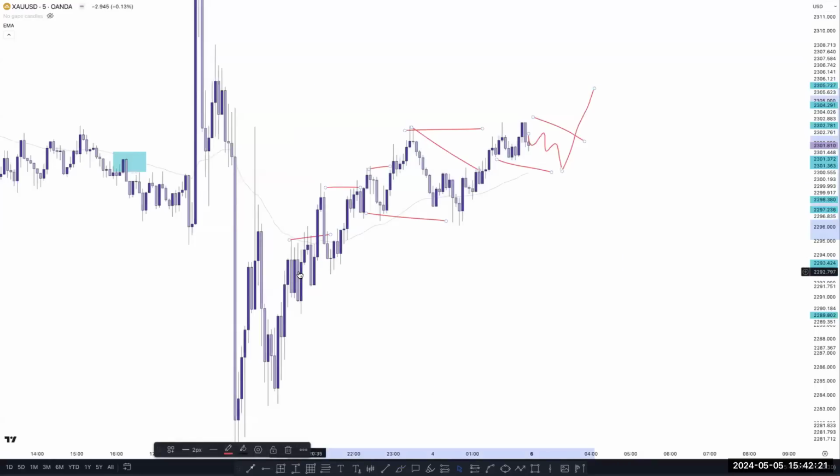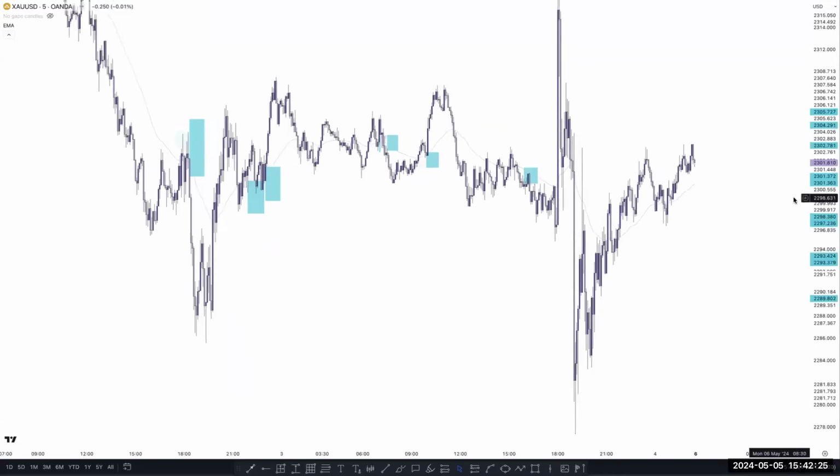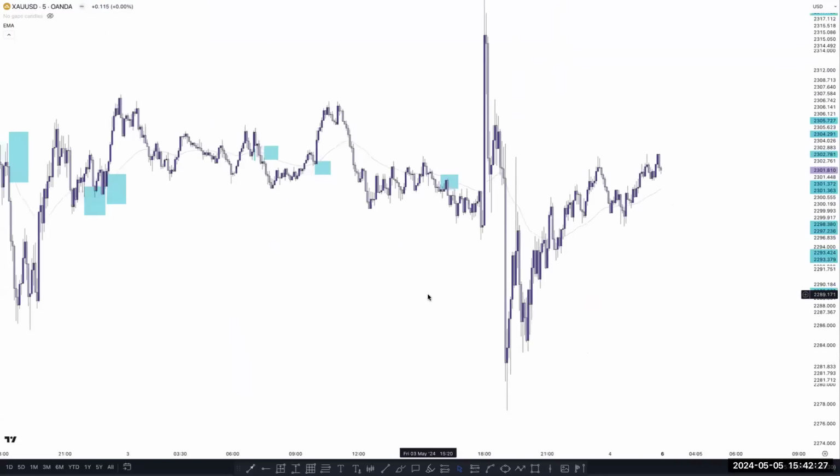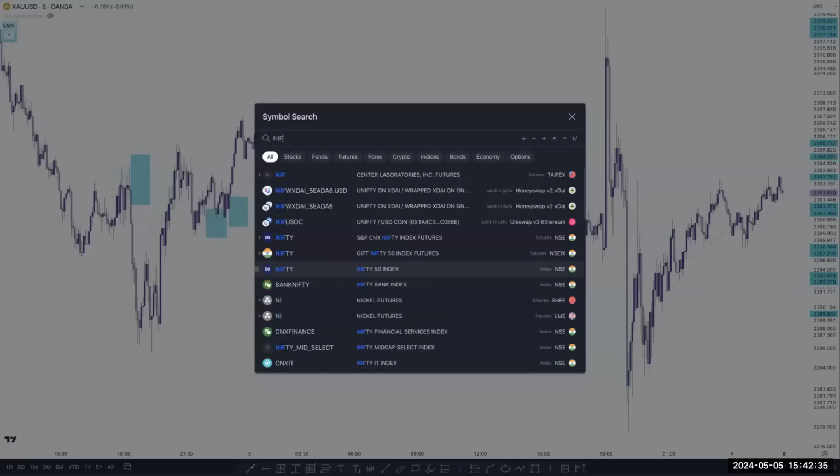The higher time frame, like the daily time frame, is bullish, but right now the market is taking some correction, and then we can sell here, right? So let's see. The another one is here, Nifty.